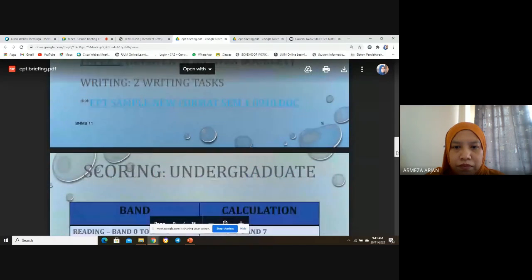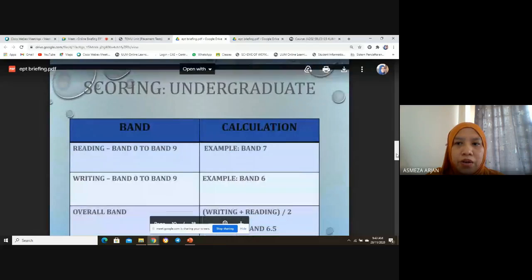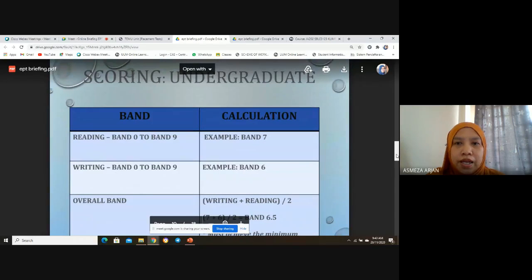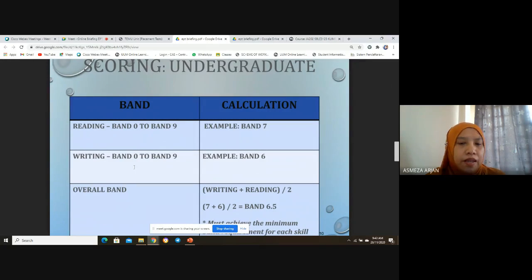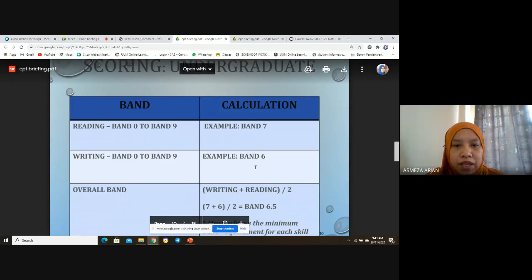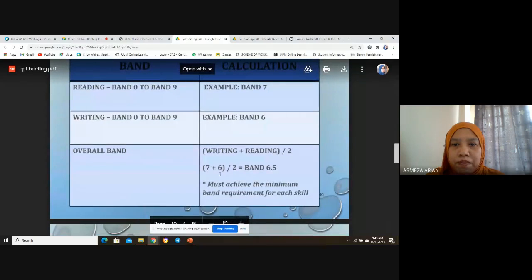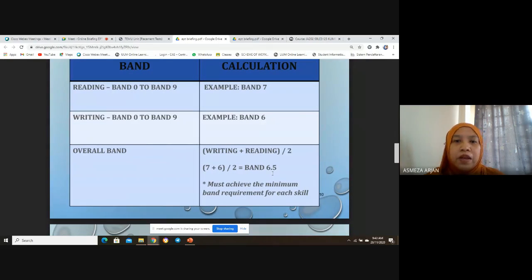Okay, the scoring. How do we calculate your scoring? For example, let's say for your reading, we have band 0 until band 9, you get band 7. And then writing, you get band 6. So what is the overall band? Overall band would be band 7 plus 6 divided by 2. So this is your overall band.